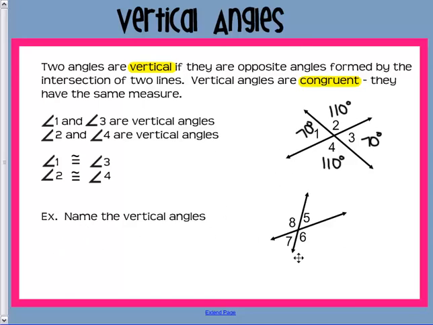So try this one. Name the vertical angles. Go ahead and pause the video. I'm going to show you right now. Okay, angle 8. Who would be congruent with angle 8? Angle 6, because they are vertical angles.